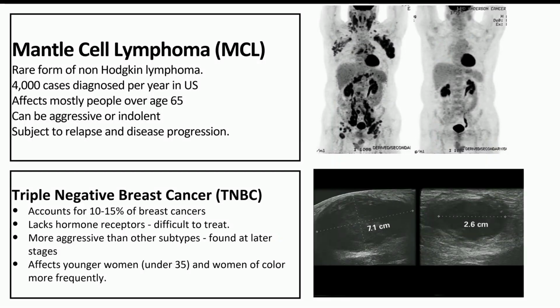That was what I focused on for this presentation, but my newest project involves triple-negative breast cancer, which accounts for only about 15% of all breast cancers, and it lacks the hormone receptors that most targeted treatments are able to target. And it's also more aggressive, and it's found in younger women and more often in women of color.